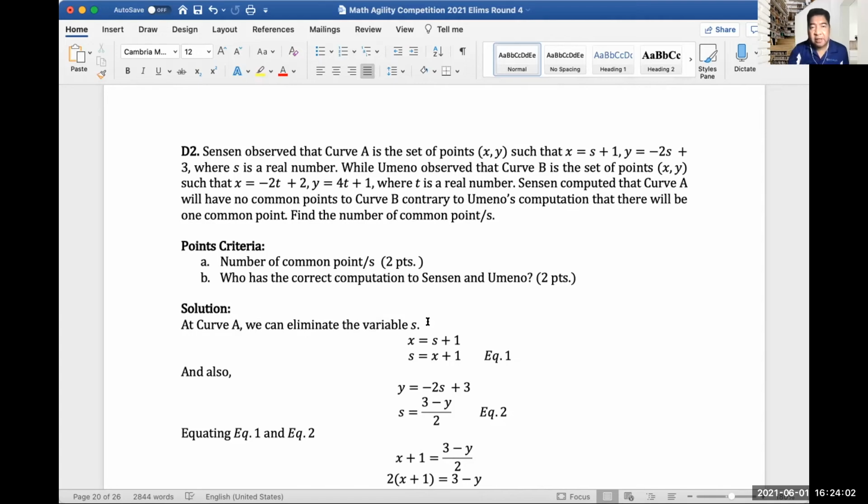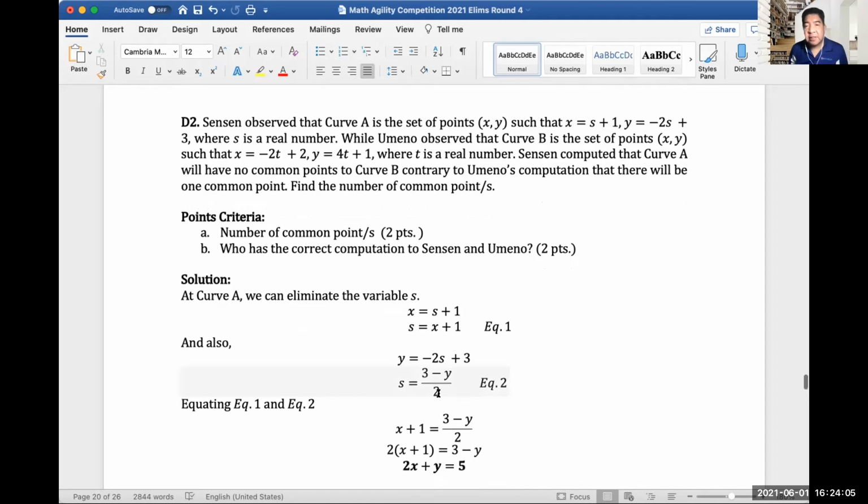So Sensen observed that curve A is a set of points x and y such that x equals s plus 1, y equals negative 2s plus 3, where s is a real number, while Umeno observed that curve B is a set of points x, y such that x equals negative 2t plus 2, y equals 4t plus 1, where t is a real number. Sensen computed that curve A will have no common point with curve B, while Umeno computed that there will be one common point.